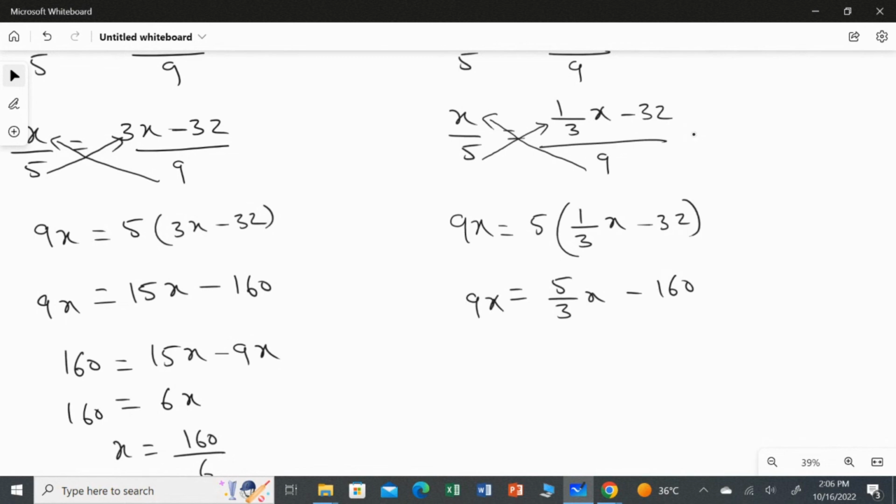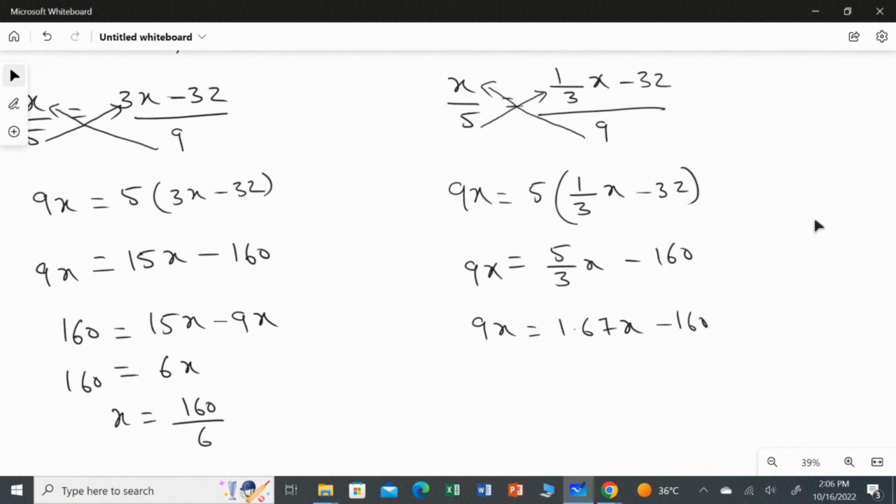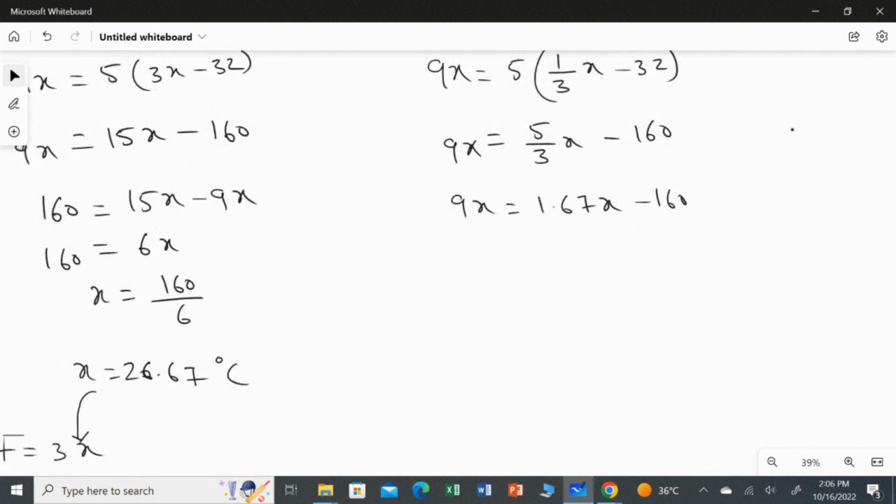So what is the value of 5 over 3? The value of 5 over 3 is 1.6666, so I'm going to take 1.67. So 9x is equal to 1.67x minus 160. I'm going to move the x term to one side and the constant to the other side. So 9x, when you move this 1.67x to the left hand side, it becomes minus 1.67x. Right hand side, minus 160.